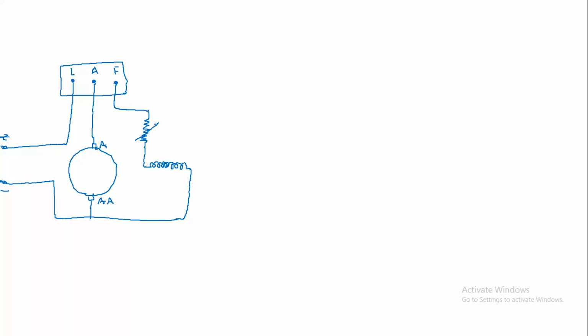This is the rheostat, a variable resistance. This is the motor, DC motor. Field terminals are F and double F, and this is the DC supply. So the prime mover connection is over. This is the prime mover, this is the shunt motor.